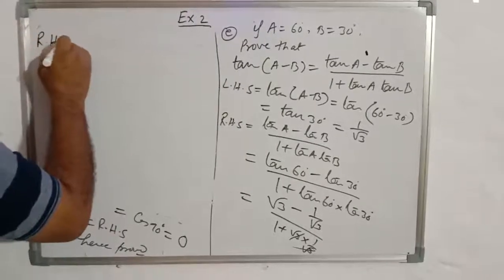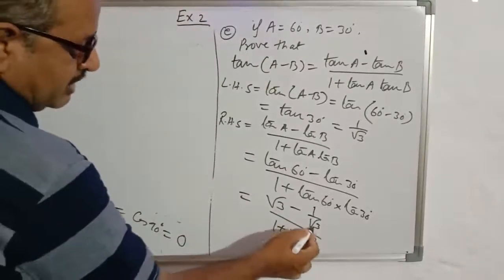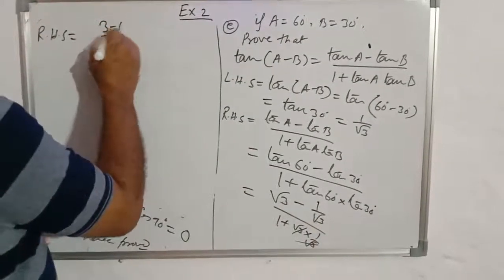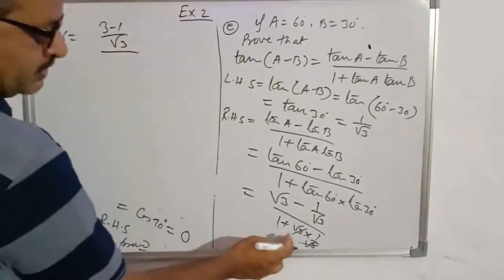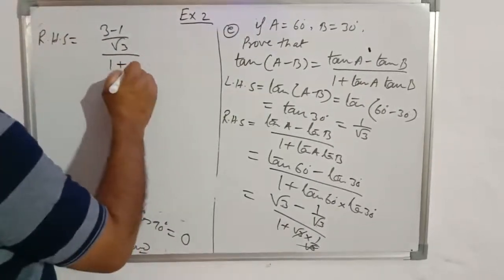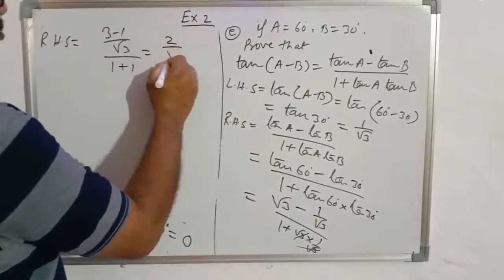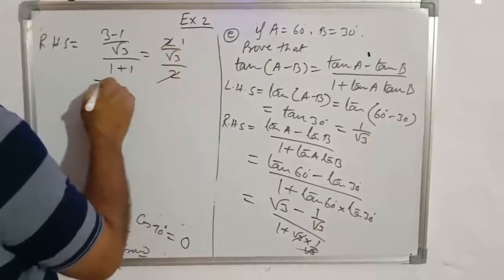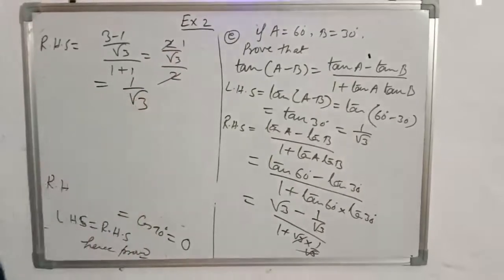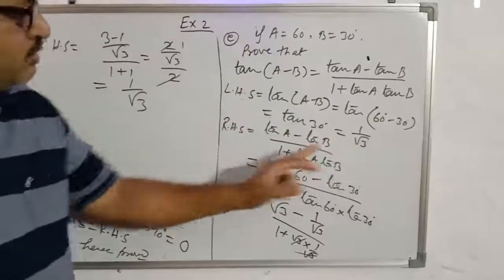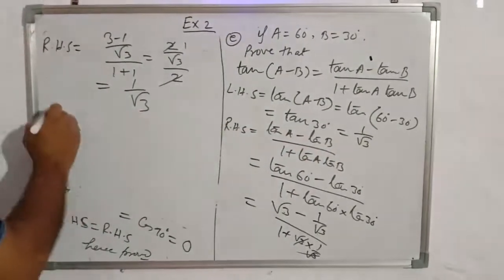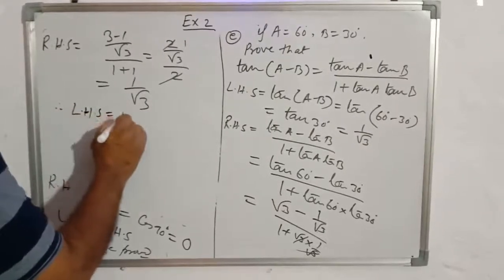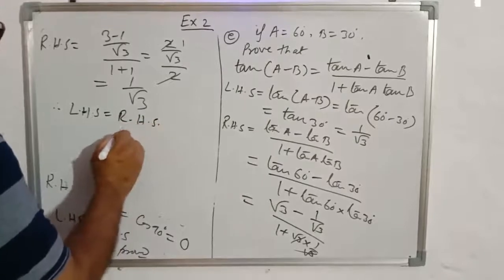Now RHS, take LCM here: root 3 into root 3, 3 minus 1 upon root 3, whole upon 1 plus 1. 3 minus 1, 2 by root 3 upon 2, 2 cancels with 2. So the right side value is also 1 by root 3. Left side value 1 by root 3, right side is also 1 by root 3. So therefore LHS is equal to RHS, proved.